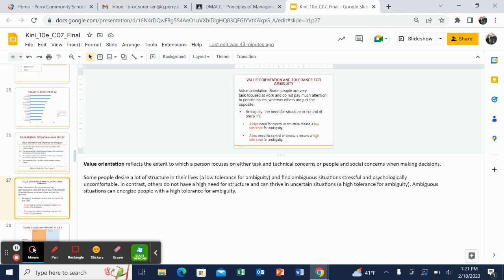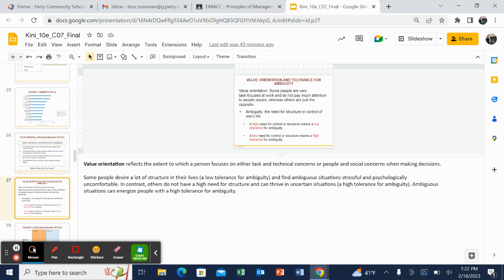So the value orientation. Some people are very task focused at work and do not pay much attention to people issues, whereas others are just the opposite. That's the value orientation. And then we have ambiguity, the need for structure or control of one's life. A high need for control or structure means a low tolerance for ambiguity, and a low need for control or structure means a high tolerance for ambiguity.